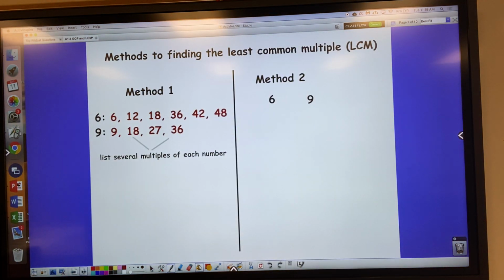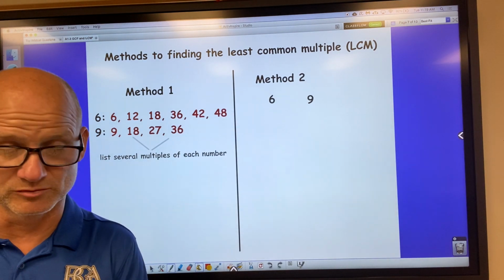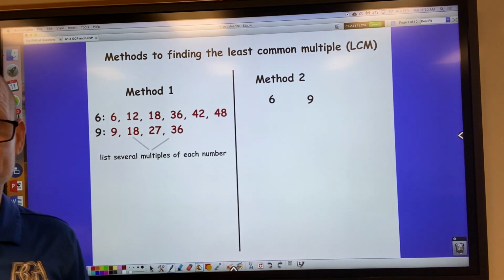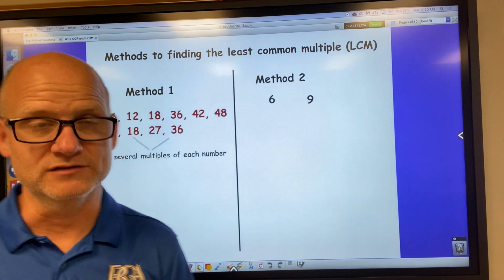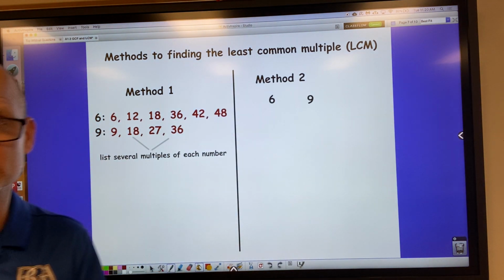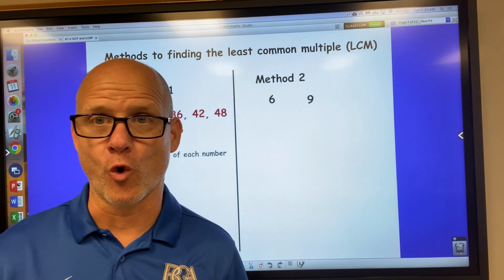Last thing I want to just discuss is now we're going to find the lowest common multiple, okay? The lowest common multiple of a pair of numbers. Again, the method that I was taught was, hey, just write down the two digits and then just start listing multiples. Okay, so what are some multiples of 6? 6, 12, 18, 36, 42, 48. We could go on forever.